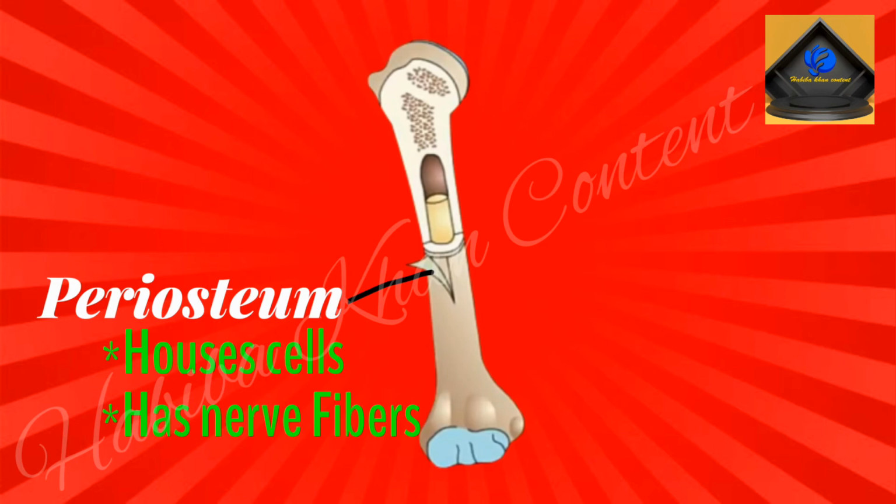There is a thin fibrous membrane called periosteum that covers the entire bone surface except where the articular cartilage is. This membrane allows for attachment of ligaments and muscle tendons and houses cells that are important in bone formation and repairing bone tissue. The periosteum has many nerve fibers, so it can be very painful when bruised.